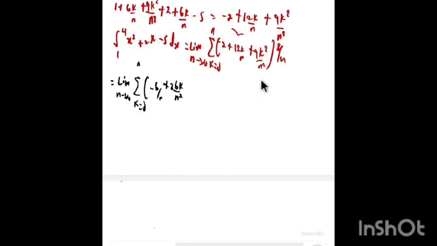Then 9k squared over n squared multiplied by 3 over n gives us 27k to the second power over n to the third power. That's cool.